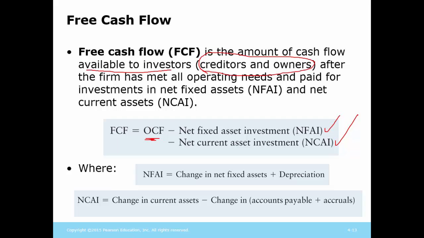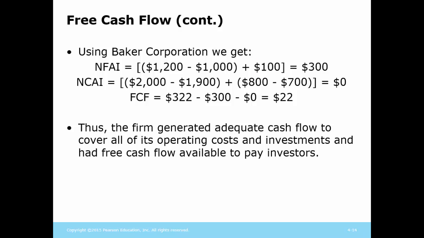Now we'll talk a little bit about why this designation is important. Why don't we just use current liabilities? In the end, we only want to look at those current liabilities that are non-interest items, because we want to look at the cash available to creditors and owners. So anything that has an interest associated with it, we don't want to incorporate in this calculation. So the net fixed asset investment for this company ultimately was $300. The net current asset investment was $0. So the free cash flow of the company was $22.